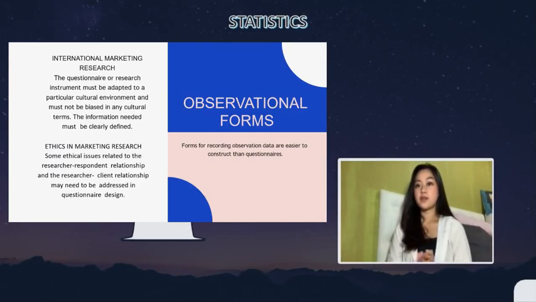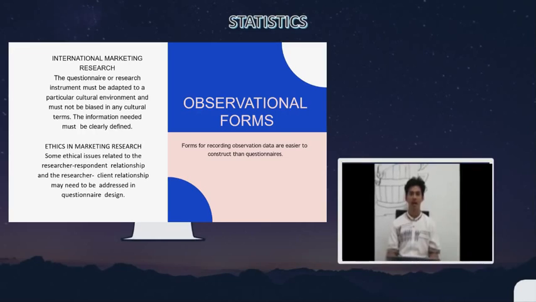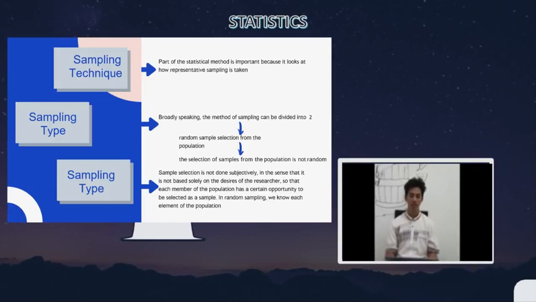Observational forms. Forms for recording observation data are easier to construct than questionnaires. International marketing research. The questionnaire or research instrument must be adapted to a particular cultural environment and must not be biased in any cultural terms. The information needed must be clearly defined. Ethics in marketing research. Some ethical issues related to the researcher-respondent relationship and the researcher-client relationship may need to be addressed in the questionnaire. And I want to present about sampling techniques and sampling types.